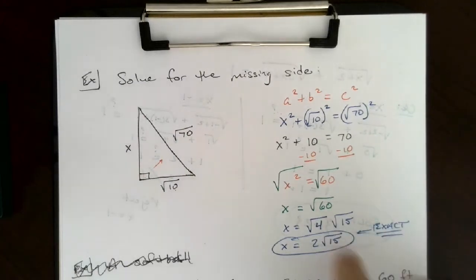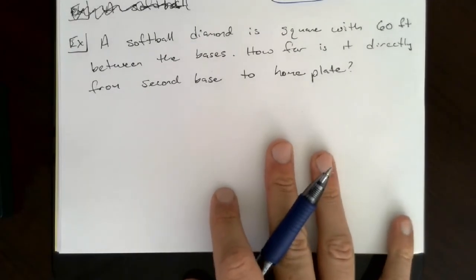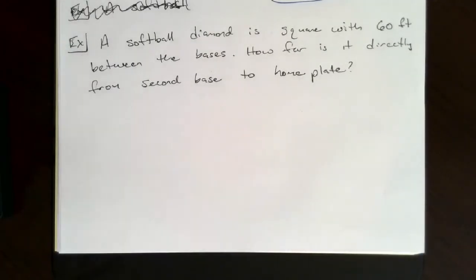So we have 2 square root of 15. That's the exact answer for the length of that side. If you give me a decimal there, that's an approximation, not an exact answer. I only want an approximation if I ask for it. Let's take a look at just one more example below. You may want to pause this, write it down for yourself, and then try it out.